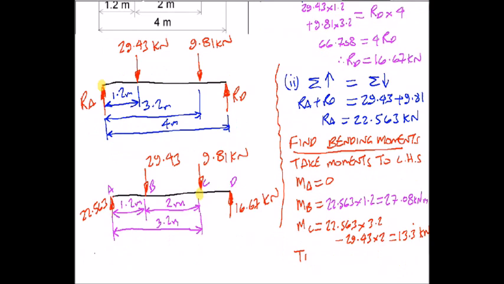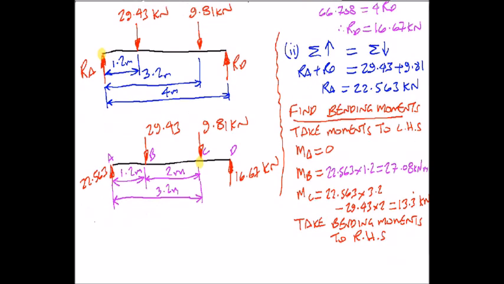Just to show something slightly different, take bending moments to the right hand side, then I can say that the M at D is equal to 0 by inspection, and that's what an engineer would actually do. They wouldn't really calculate the bending moments to the left of point D, they would just say to the right, you can see it's 0. So now I can plot my bending moment diagram.